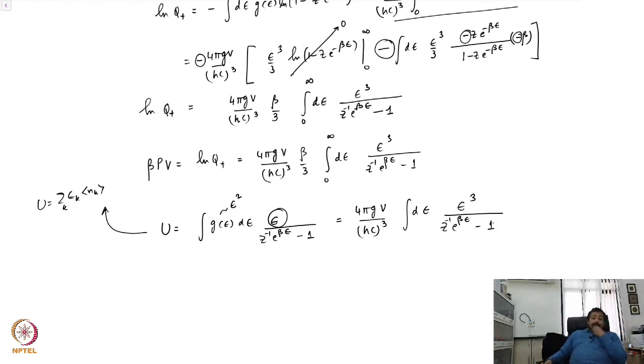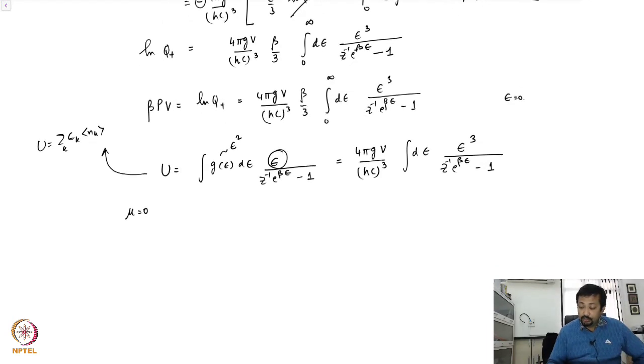Now if you turn your attention to photons, something is very special. What you see over here is that for low excitations like photons, the chemical potential mu is equal to 0 because it does not cost you energy to create particles at epsilon equal to 0. So once mu is equal to 0, this implies that z is equal to 1. So essentially, the thermodynamic pressure becomes 4 pi g.